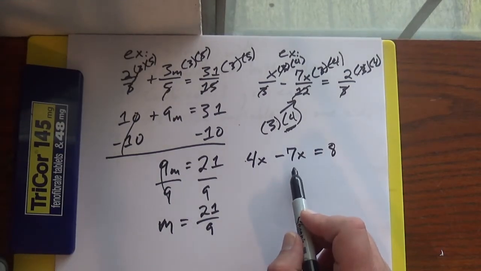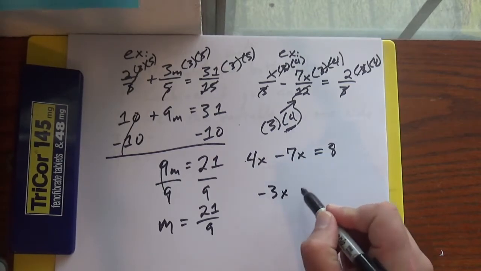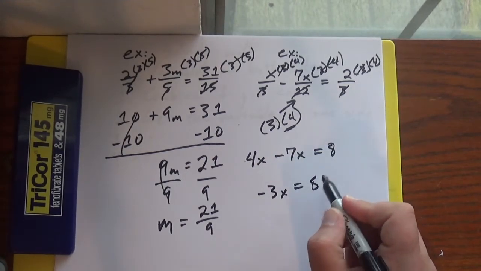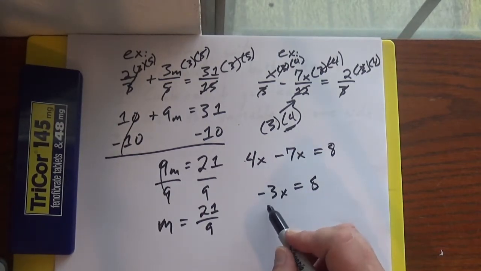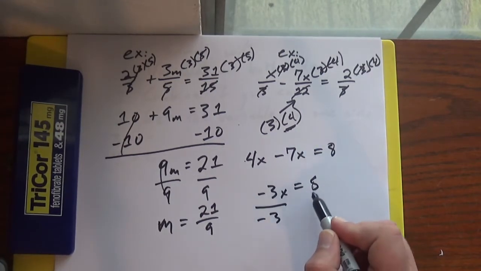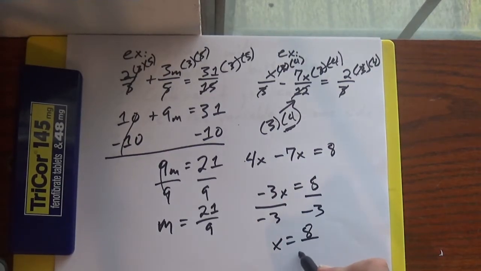4x minus 7x is negative 3x. My equals and 8 stay the same. Now I need to do my divide stuff. So divide, divide. X is 8 over negative 3.